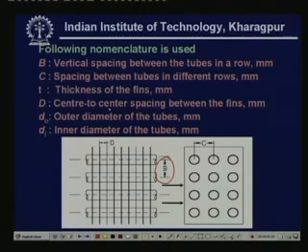And C is the spacing between tubes in different rows. That means in the side view, this is the center to center distance between two adjacent rows. Okay, that is C. And T is the thickness of the fin. Okay, this is T. And D is the center to center spacing between the fins. That is this. And D naught is the outer diameter of the tube. Okay, that means this is D naught. And Di is the inner diameter of the tube. That means this. Okay, so this is the nomenclature we use.